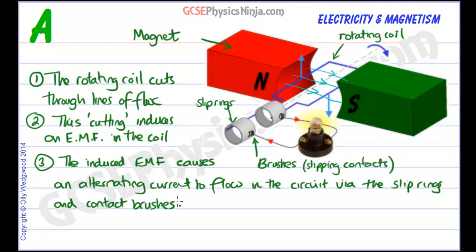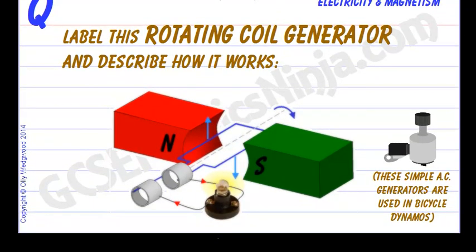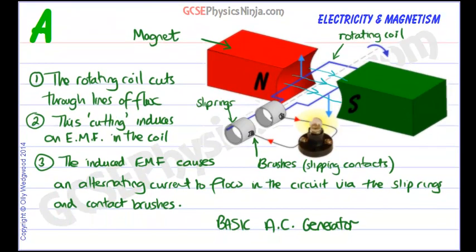And this is a basic AC generator, a basic alternating current generator, or otherwise known as a rotating coil generator. Hope that makes sense, and we'll be looking in a bit more detail as to how the current flows in this external circuit. And of course, if current flows in this circuit, we'll be making this light light up.